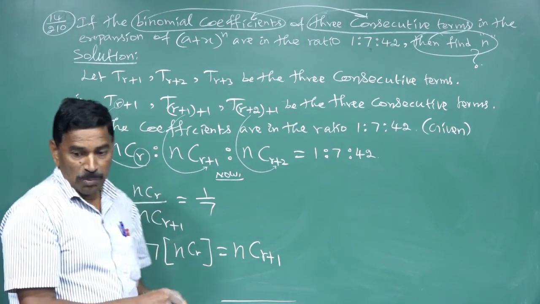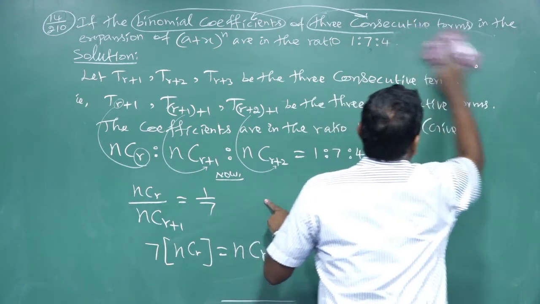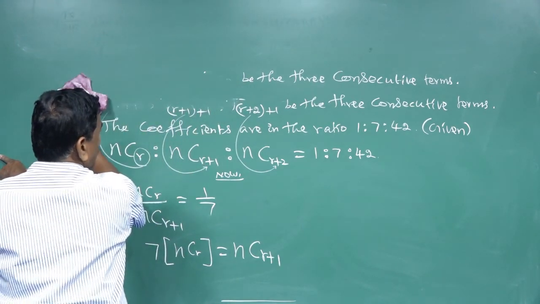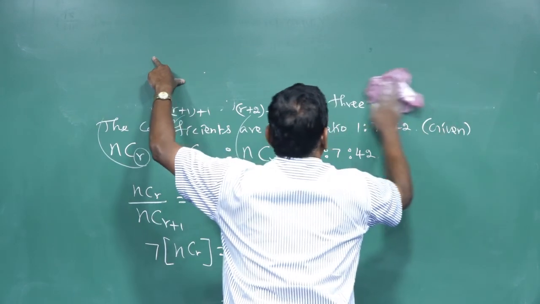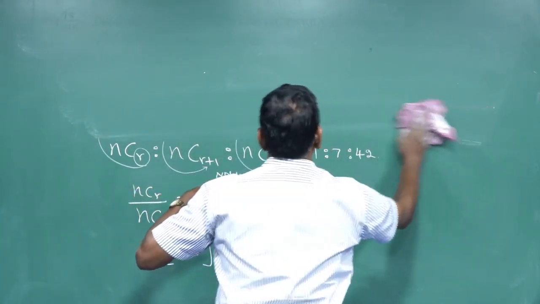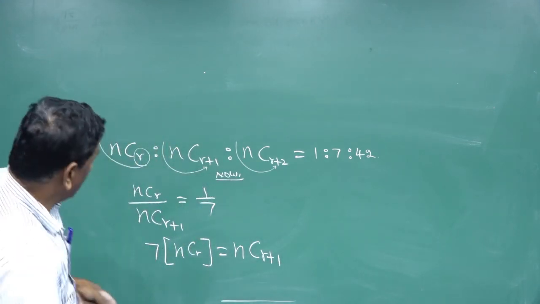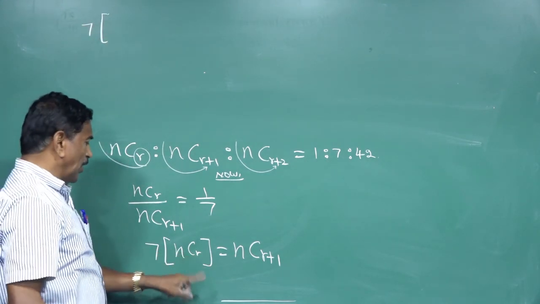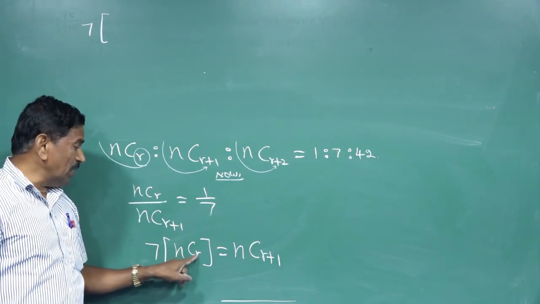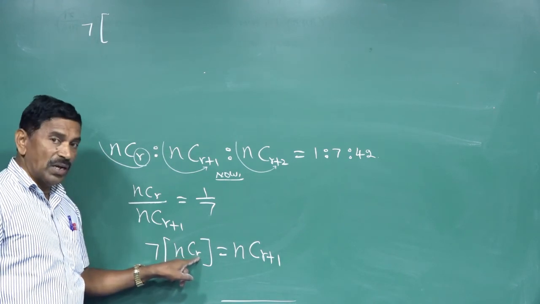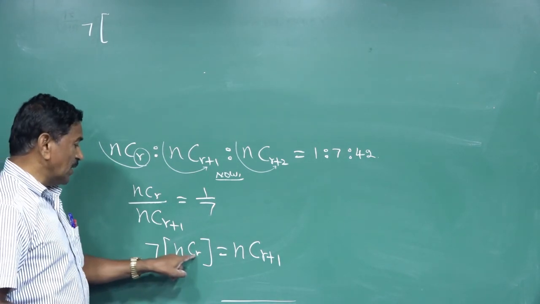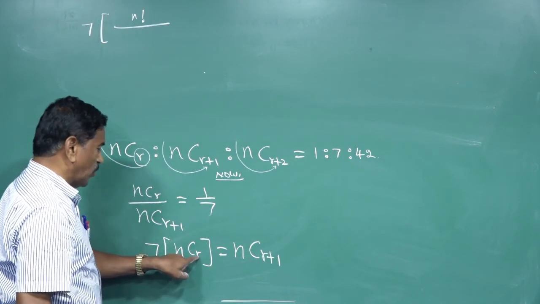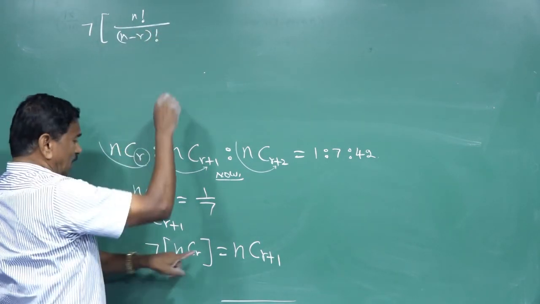Next, I want to expand. I have no place, so that is why I want to do rough work at the top. Now listen, its simplification is very simple. 7 into nCr. Can you tell me what is the nCr formula? Very good. nCr is equal to n factorial divided by n minus r factorial into r factorial, which is the formula.